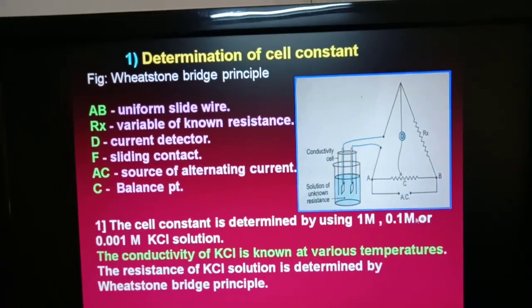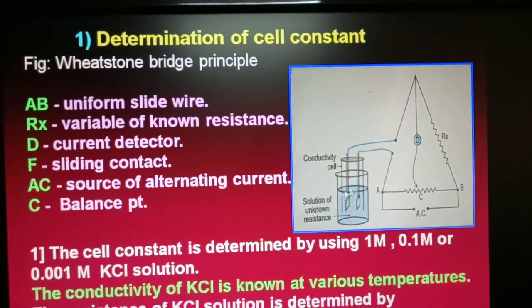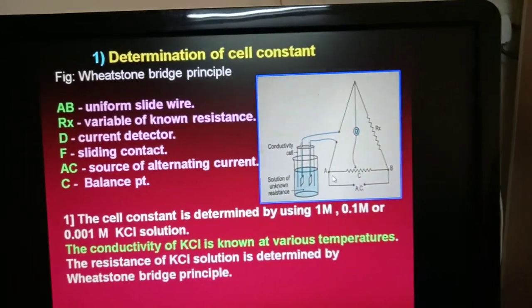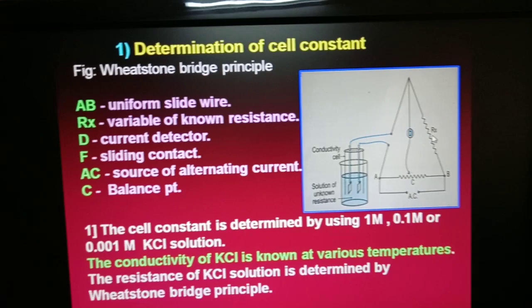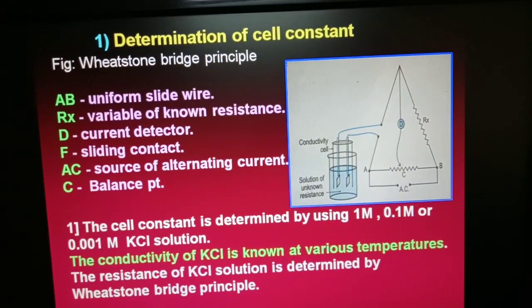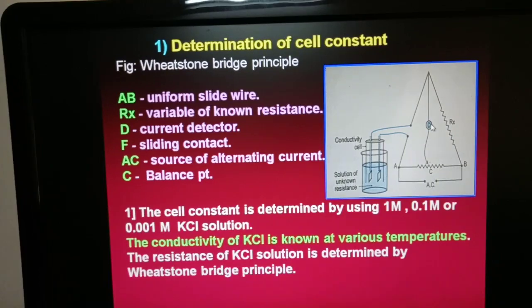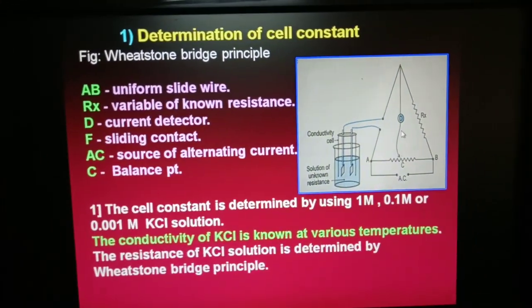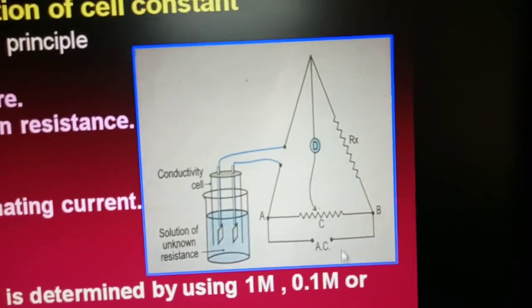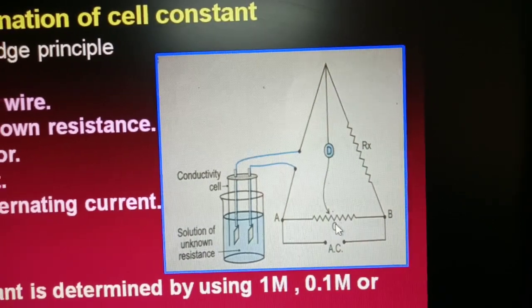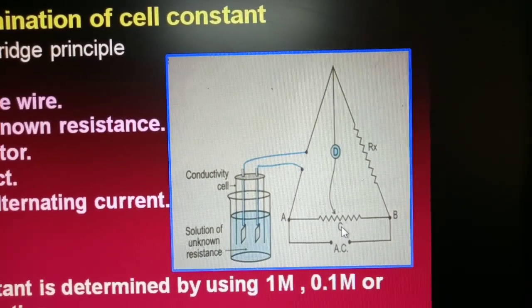Now, determination of cell constant using the Wheatstone bridge principle. To the right side we find the figure of the Wheatstone bridge. In the figure we find AB is a uniform slide wire. Rx is a variable known resistance. D is a current detector. F is a sliding contact. AC is a source of alternating current. And C is a balance point.